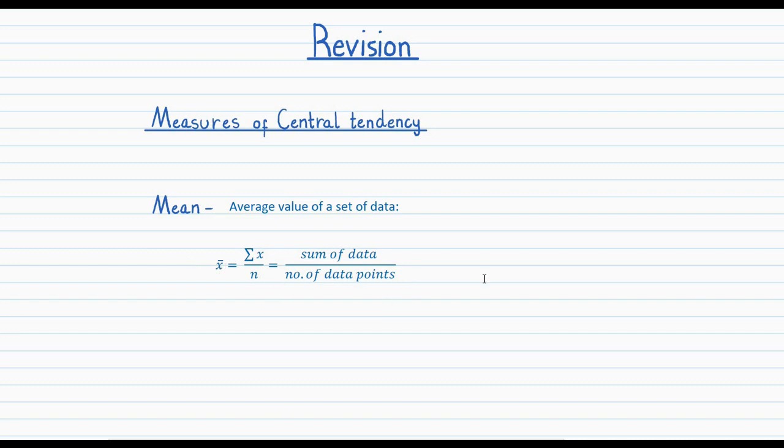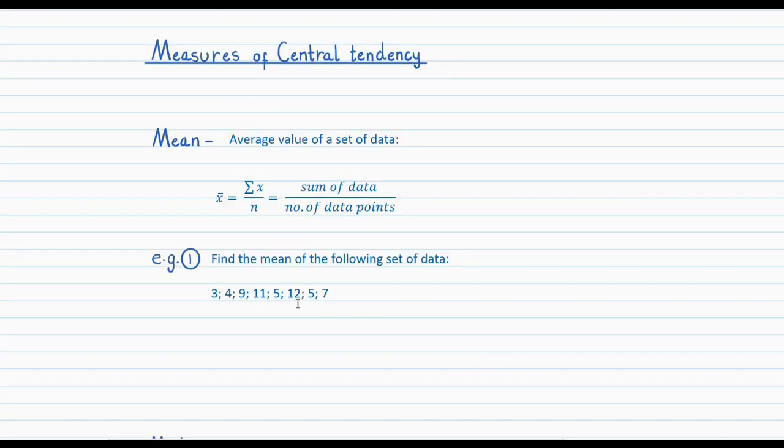For an example, determine the mean of the following set of data. So you have these values: 3, 4, 9, 11, 5, 12, another 5, and 7. So we first determine the sum of the data, which we get as 56, and the number of data points is 8 in this case, so n is equal to 8. Then the mean is just sigma x divided by n, which comes to a value of 7.